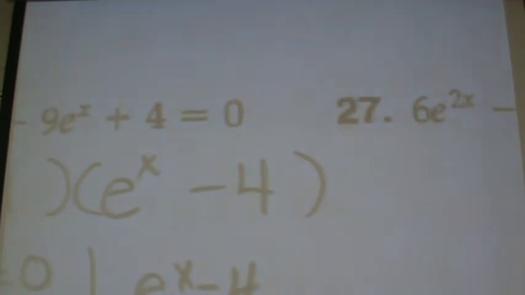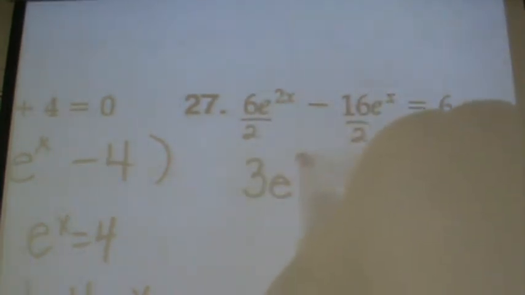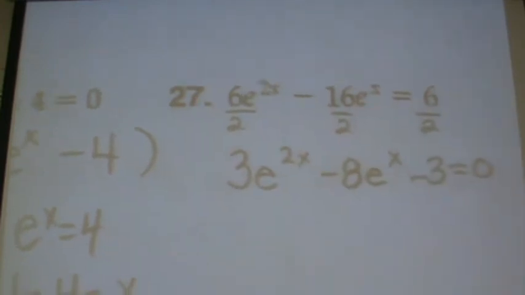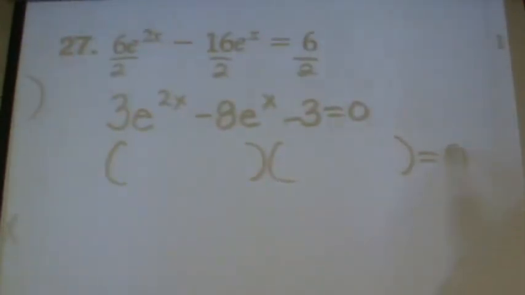Okay, 27, how do you factor that one? You gotta take a common factor out. So divide everything by what? 2. So you get 3e to the 2x minus 8e to the x. Now this is gonna be a 3, can I just bring it over? All right, how does this factor? 3 e to the x, e to the x, 3 plus 1. Yep, I agree.